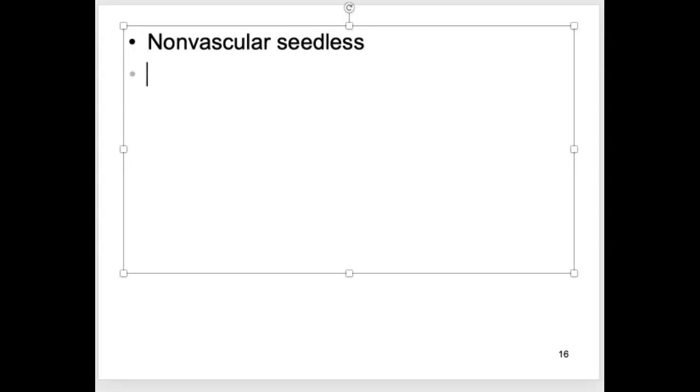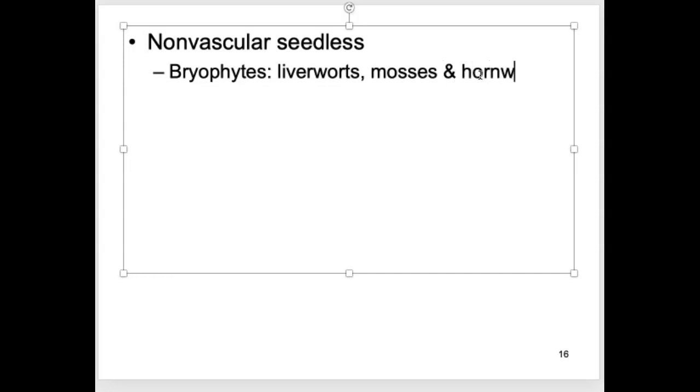We're going to organize them as non-vascular seedless plants. So again, the bryophytes, which include liverworts, mosses, and hornworts. Okay, so those are the ones we group or organize together under that non-vascular seedless plant heading.